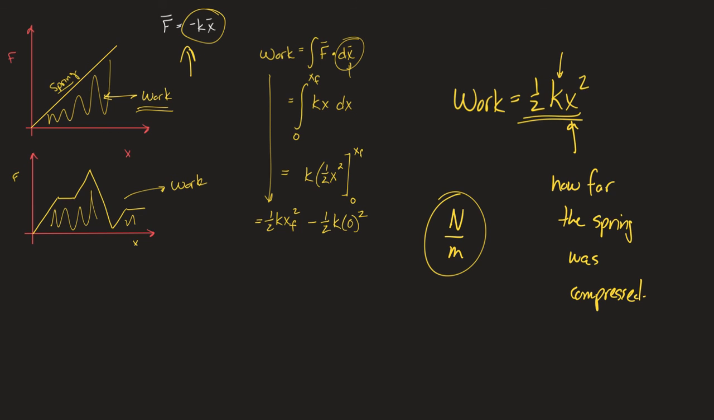X, on the other hand, is a pretty small number. We don't press springs in or out very far. Even a bow, the max, maybe a meter. So when you consider the displacement of a spring, you're going to expect that to be pretty small. A couple of meters would be a long way to compress a spring.